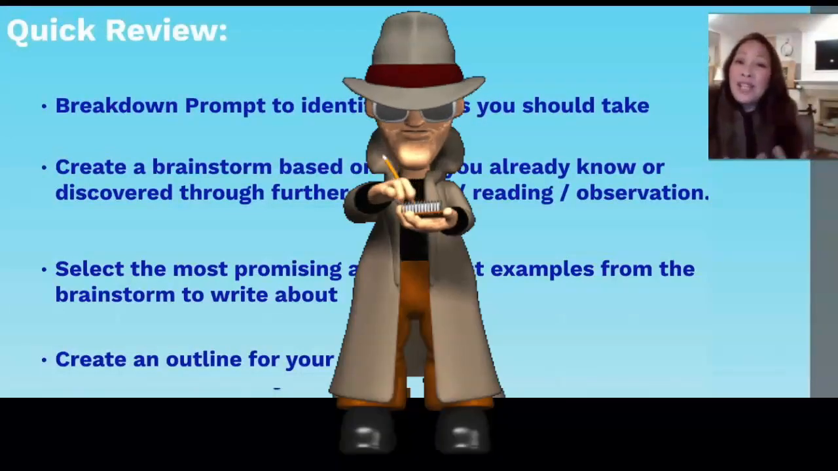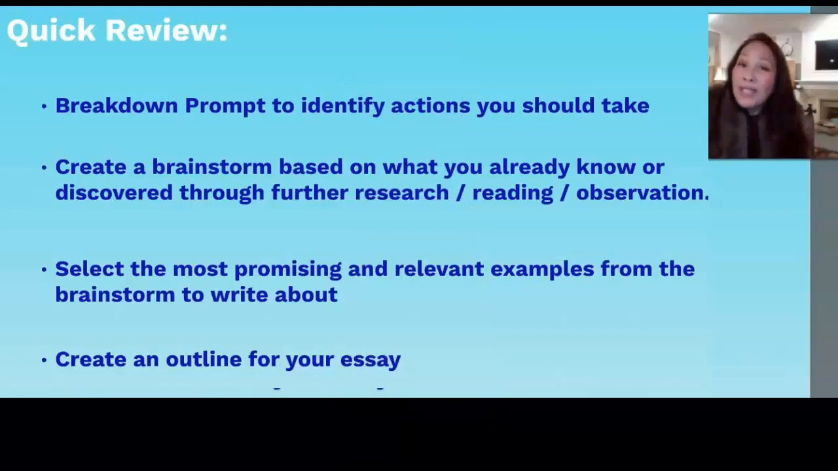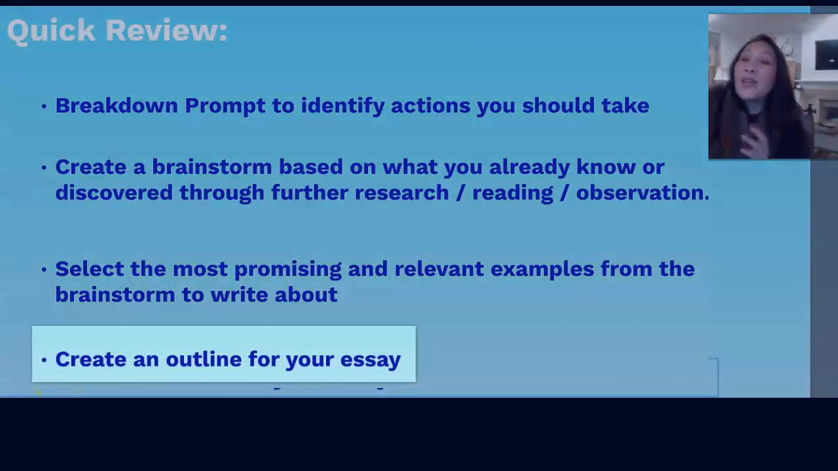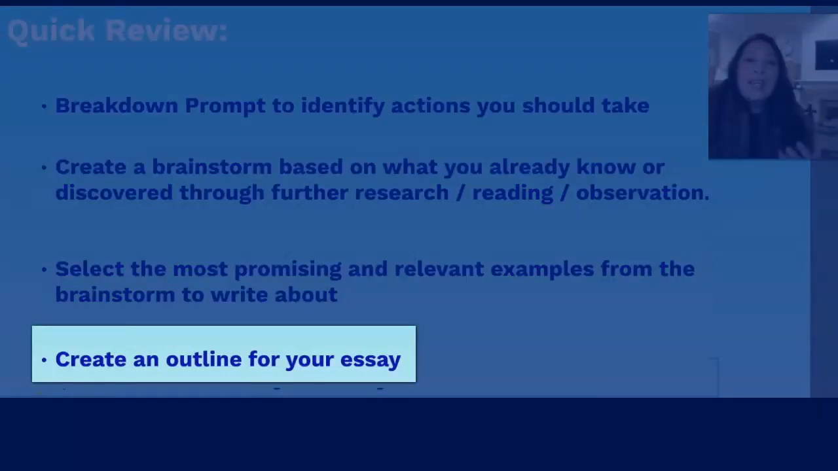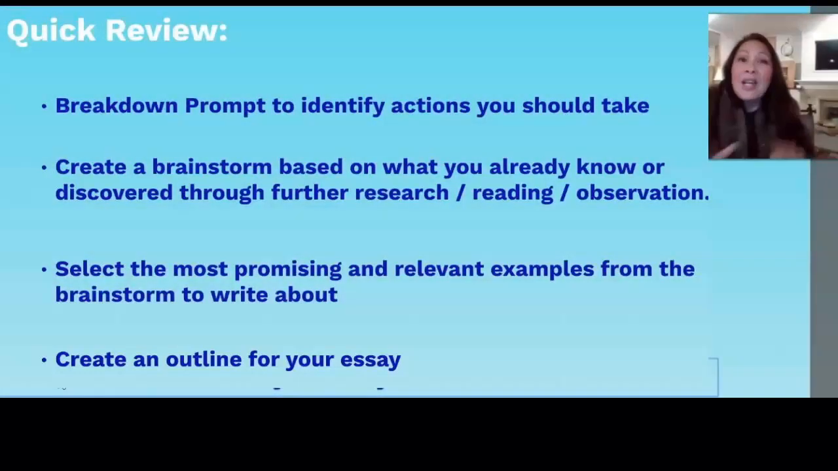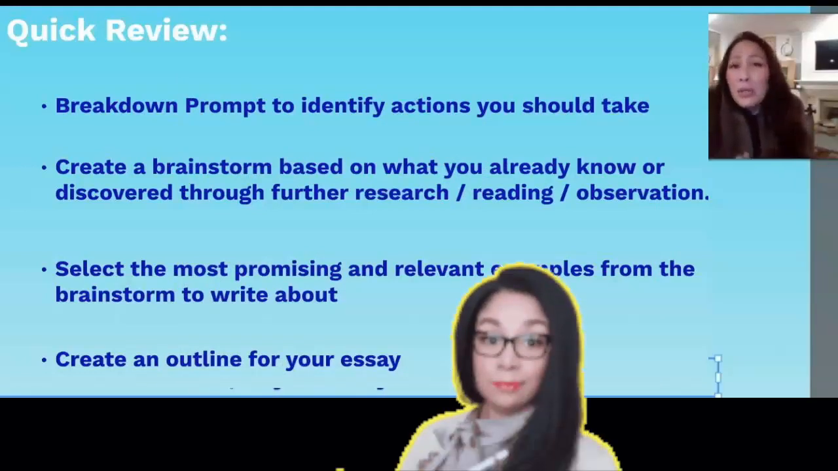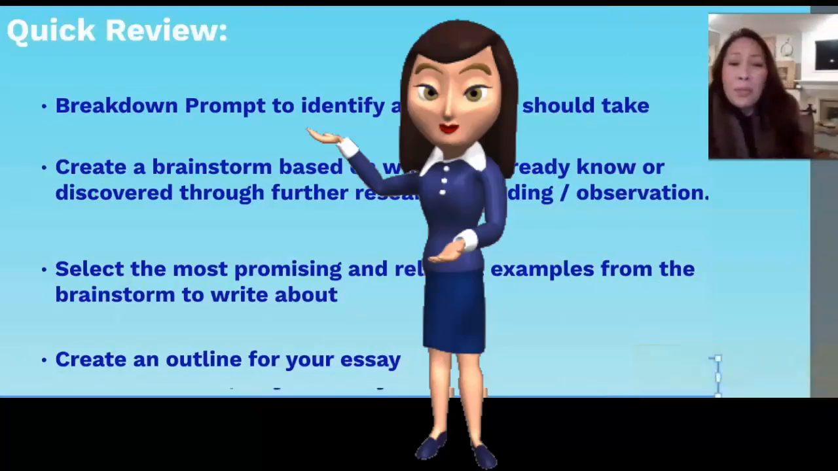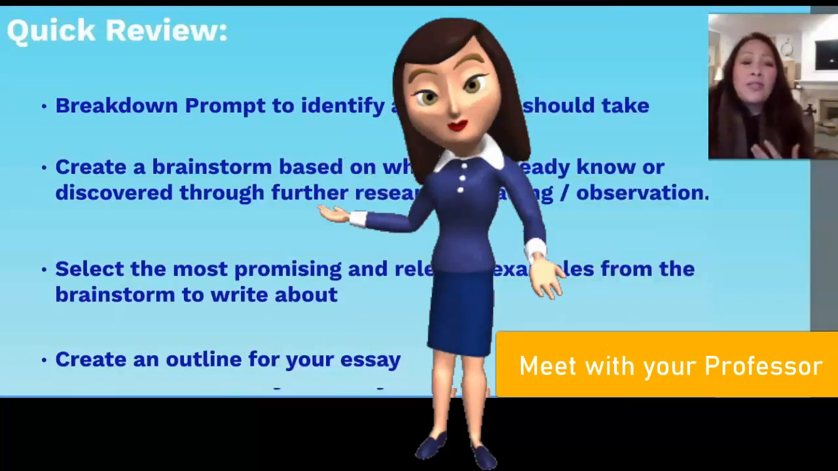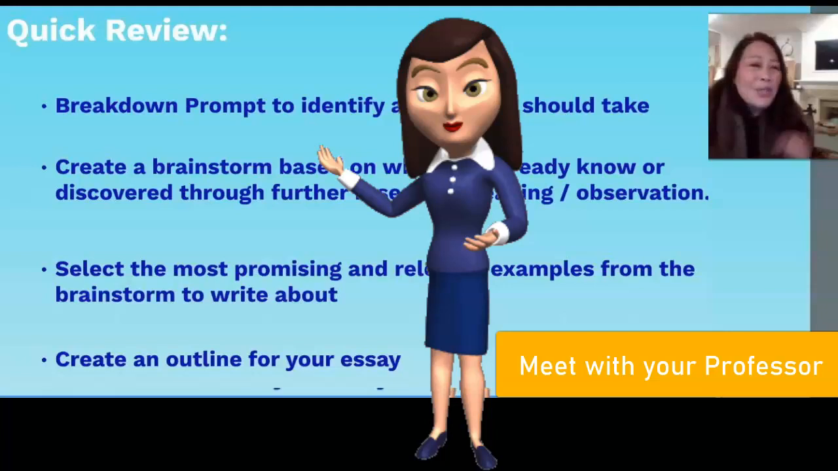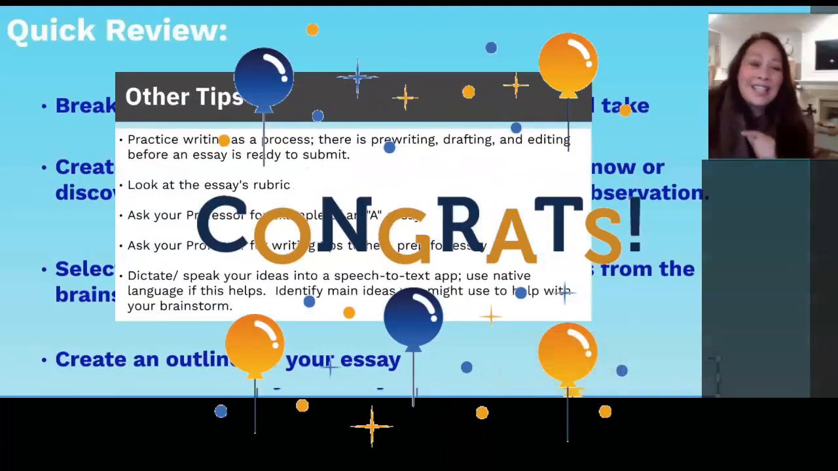And then once you have your examples down, you can select the most promising examples that you feel you want to write about. And then from that brainstorm and selecting your examples, you are ready to create your outline for your essay. And the outline, again, is just a skeleton of what areas that you think you're going to be covering, and it really helps you focus as you start your drafting process. And at this point, as you do your outline, you might even want to go to our tutoring center. You might want to meet with your professor, and this is a really good way to get feedback. But once you have your ideas, you are ready to go. So congratulations.